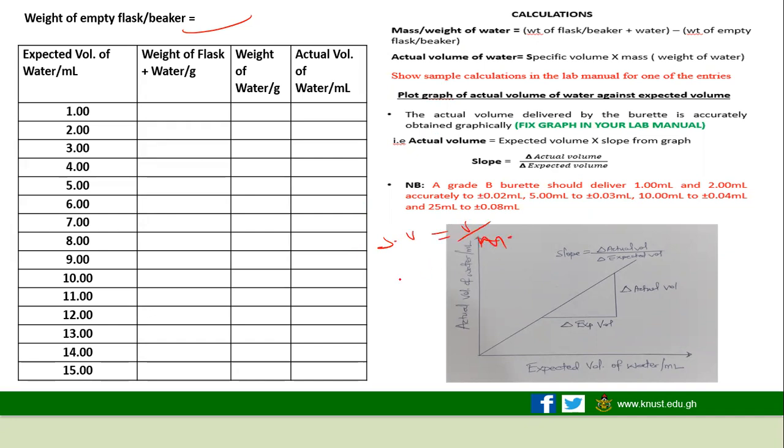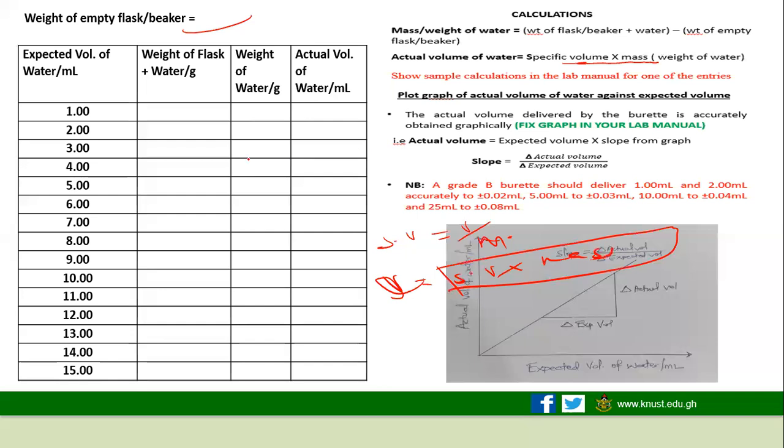Now, if I make volume the subject, I have volume being equal to specific volume times the mass. So this is what we are doing here. And so we are saying that for us to convert the mass to the volume, it will be equal to the specific volume times the mass, or the weight of the water.